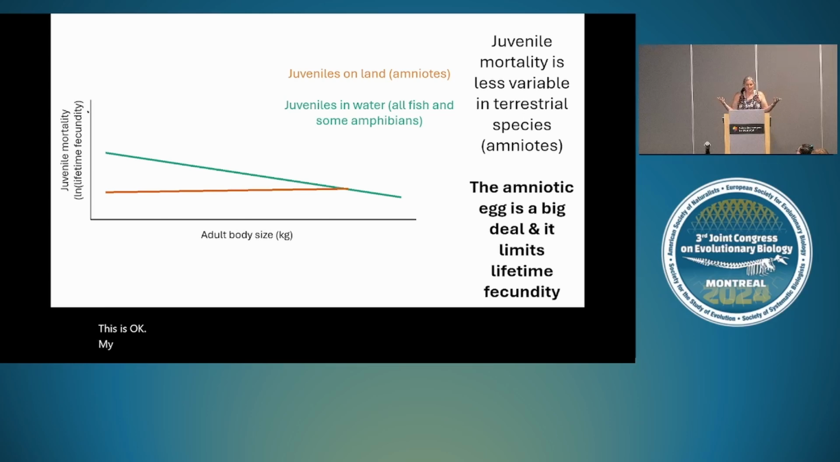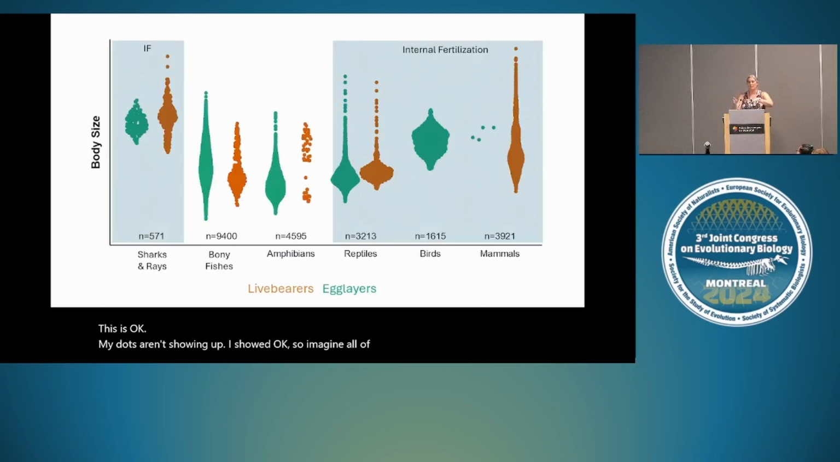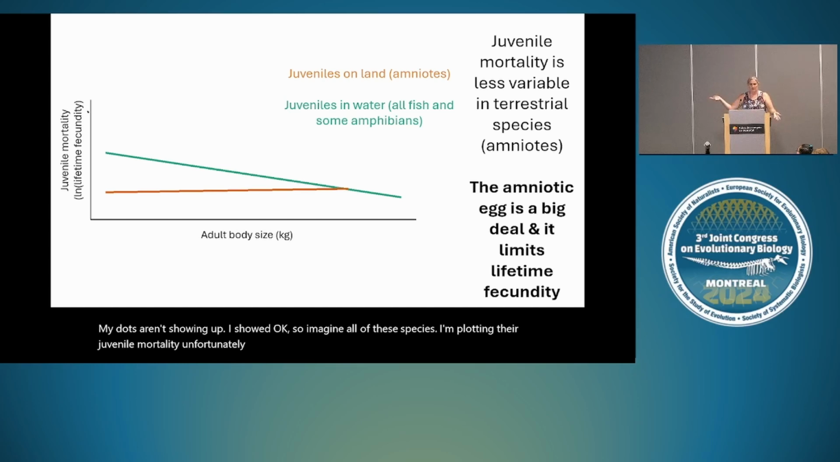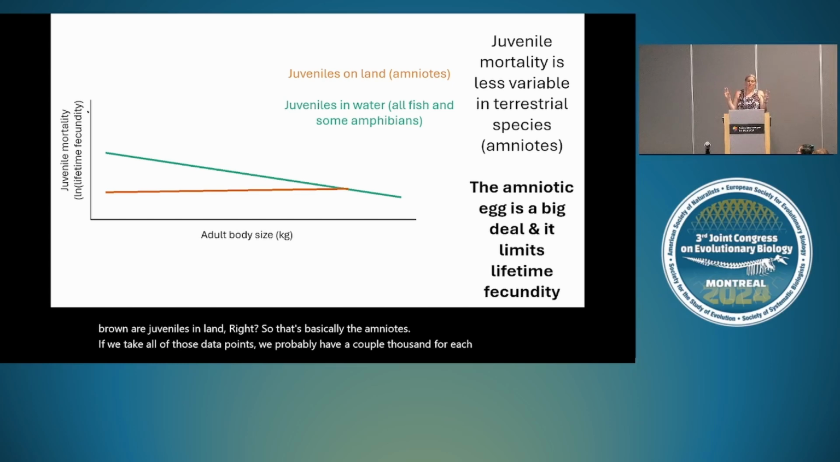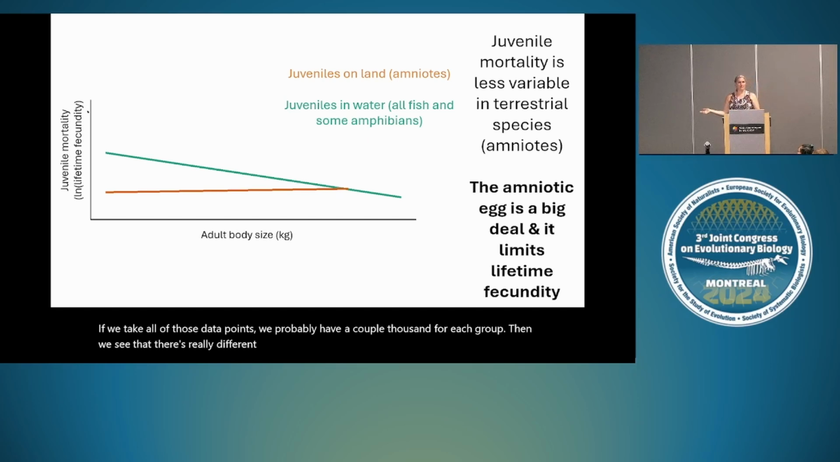My dots aren't showing up. Okay, so imagine all of these species, I'm plotting their juvenile mortality. Fortunately, we have the regression lines. Wow. Okay, well, look on bioRxiv if you actually want to see this figure. But just imagine there's a cluster of points for all, here the juveniles in water are in green, and in brown are juveniles on land, right? So that's basically the amniotes. If we take all of those data points, we probably have a couple thousand for each group. Then we see that there are really different relationships with body size. So there's actually a serious constraint on juvenile survival that's viable for a life history on land.